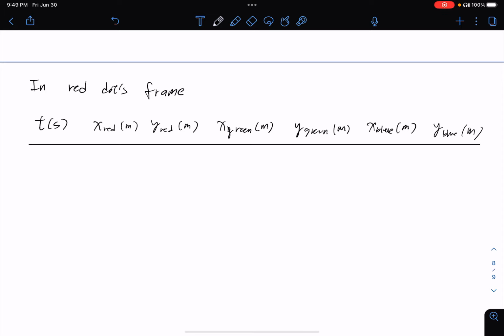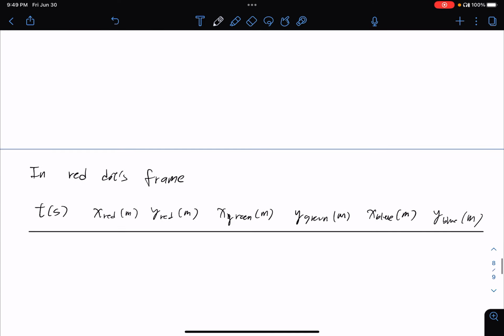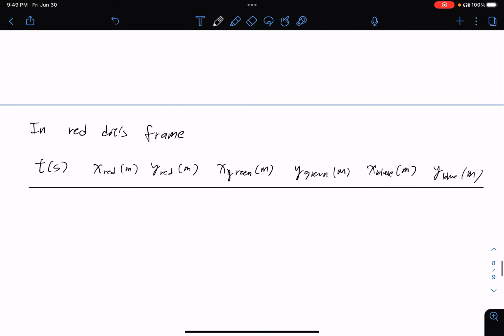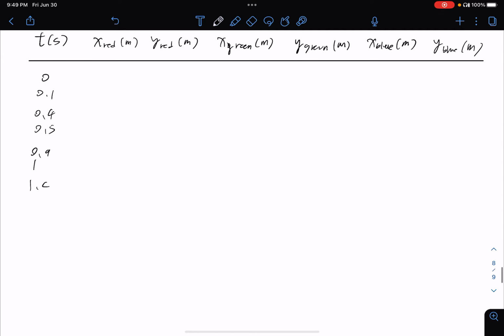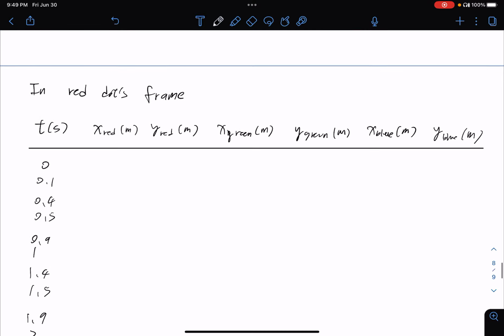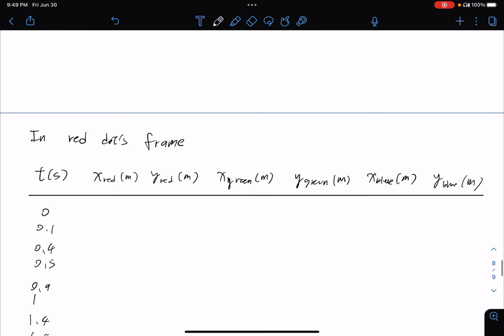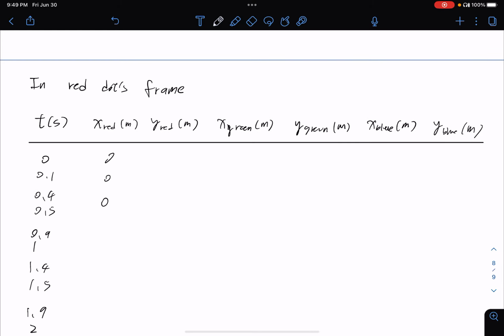So in this way, I don't need to write t, x, and y all the time. I just need to write down the numbers, and I don't need to write the unit all the time because I have already indicated the unit. So t goes from 0, 0.1, 0.4, 0.5, 0.9, 1, 1.4, 1.5, 1.9, and 2. So the x of red and y is always 0, 0, 0, 0, because it's at the origin.